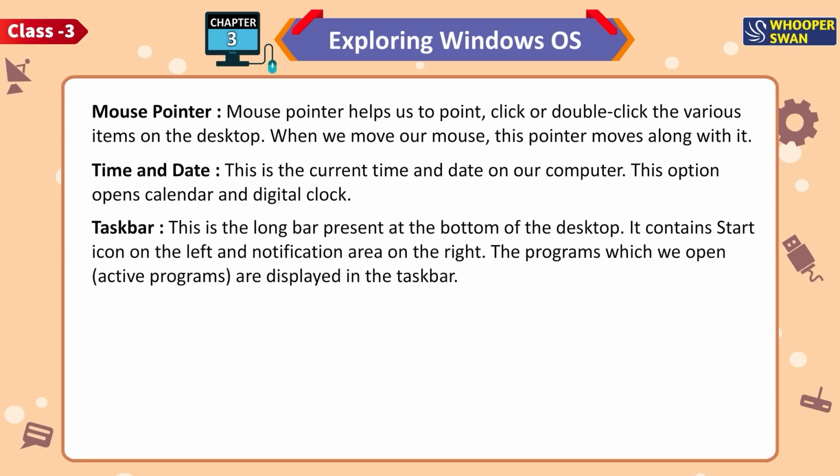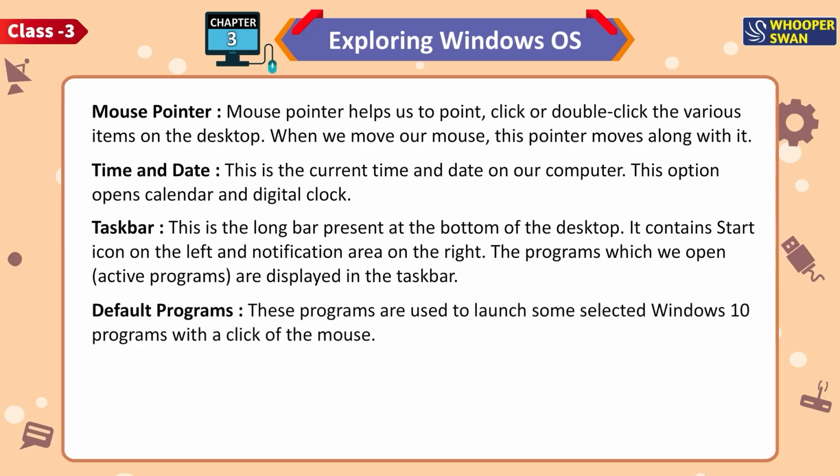Taskbar. This is the long bar present at the bottom of the desktop. It contains Start icon on the left and notification area on the right. The programs which we open, active programs, are displayed in the taskbar. Default programs. These programs are used to launch some selected Windows 10 programs with a click of the mouse.